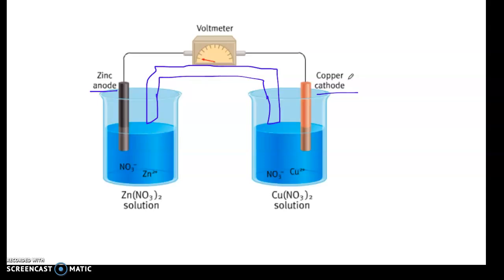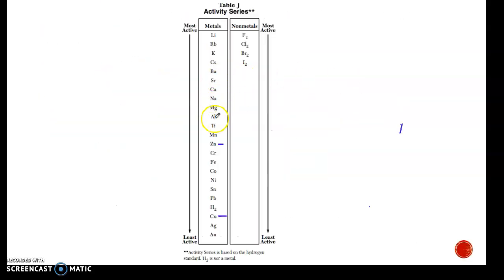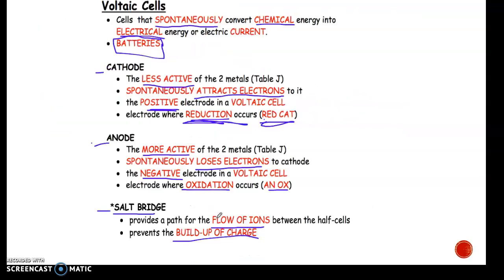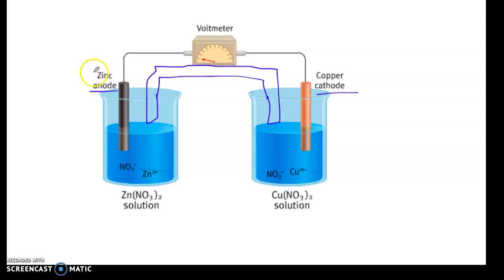Not only because of the picture. If we go back to table J, our anode is our most active element, and zinc is more active than copper. Cu. So, this is going to be my most active. This is going to be my least active. The location of the zinc is my negative electrode, while the cathode is my positive electrode. My zinc is where I'm going to have oxidation occur. And my cathode, or the copper, is where I'm going to have reduction occur.